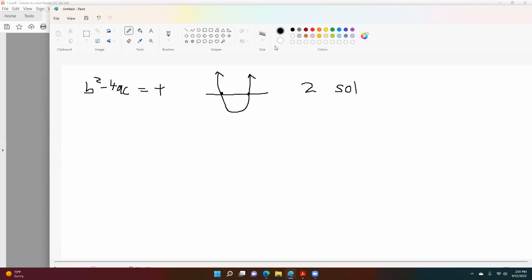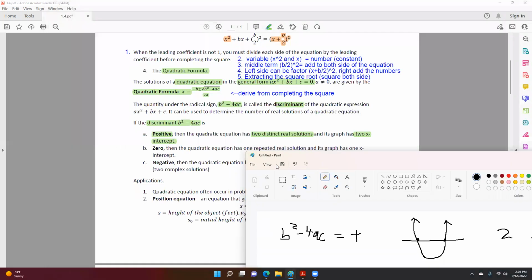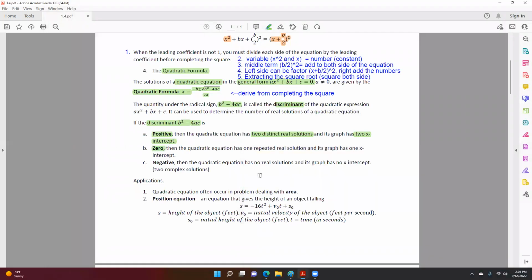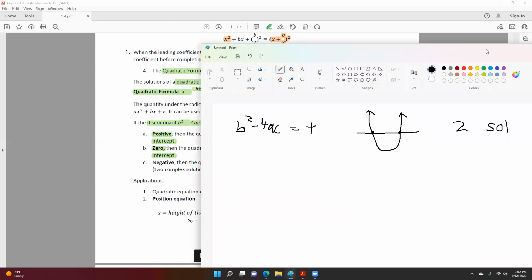Okay. What happens when your discriminant b squared minus 4ac is exactly 0? Then you will only have one repeated solution. If you look at the graph, you can only cross at one x-intercept. So if you got this to be exactly 0, your graph will only cross at one point on the x-axis. In this case, you only get one solution, and this solution will be repeated.